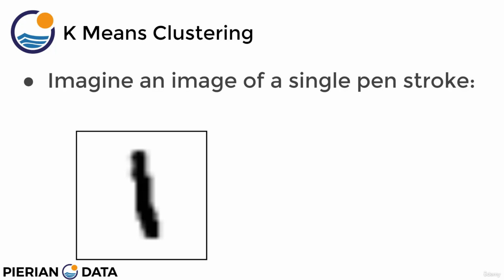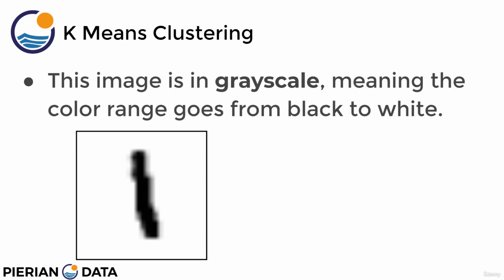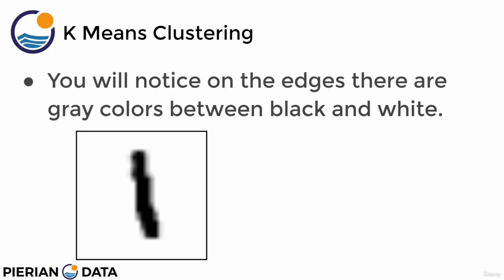So we're going to imagine an image of a single pen stroke here, shown in grayscale. When I say this image is in grayscale, meaning the color can range from black to white and anywhere in between. It's technically not black and white, it's grayscale because there are values in between black and white. So you're going to notice here on the edges, there's those gray colors between black and white.